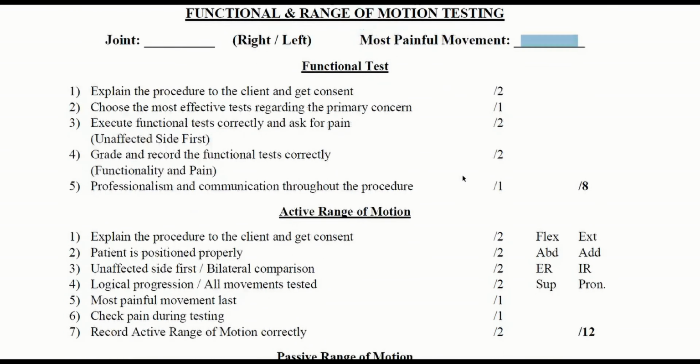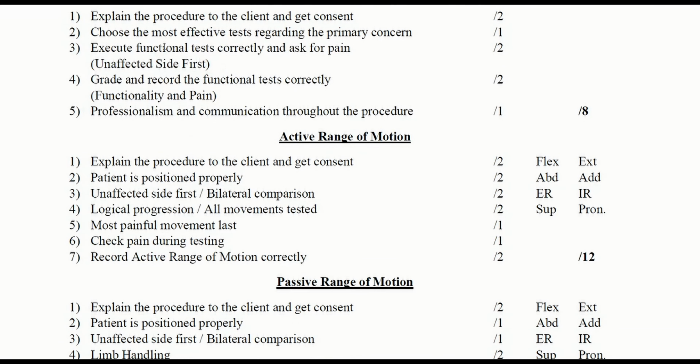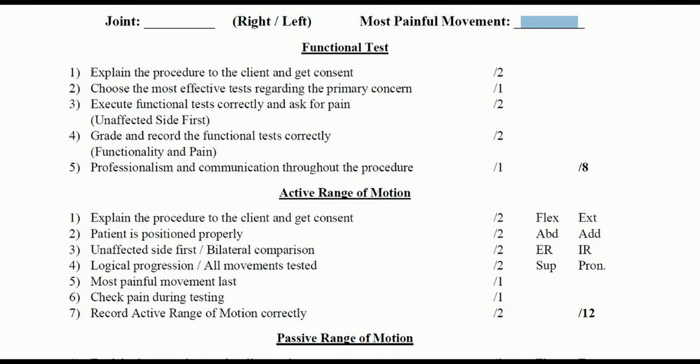So, all right. Explain the procedure to the client, get consent, just like the ISC. So basically your wording is extremely important here, as clear as possible, and then the body needs to give you a consent, a clear yes, so you have a consent. And then after that, you need to choose the most effective tests for these, which I've already mentioned, executing them, grading them, and recording those tests correctly.